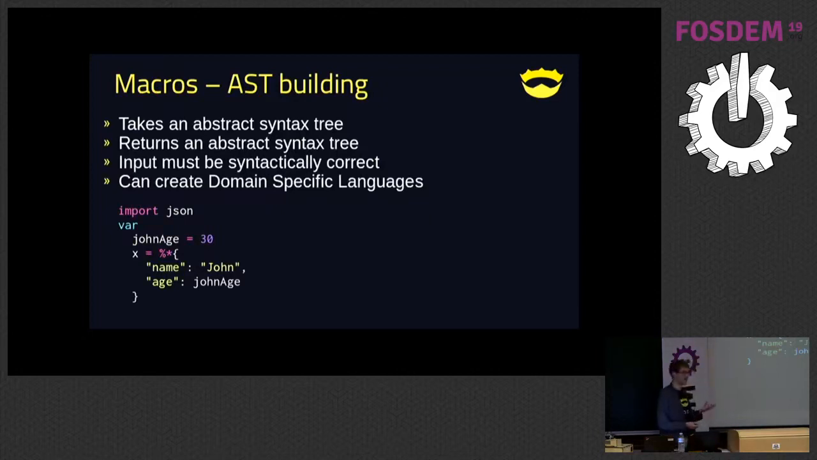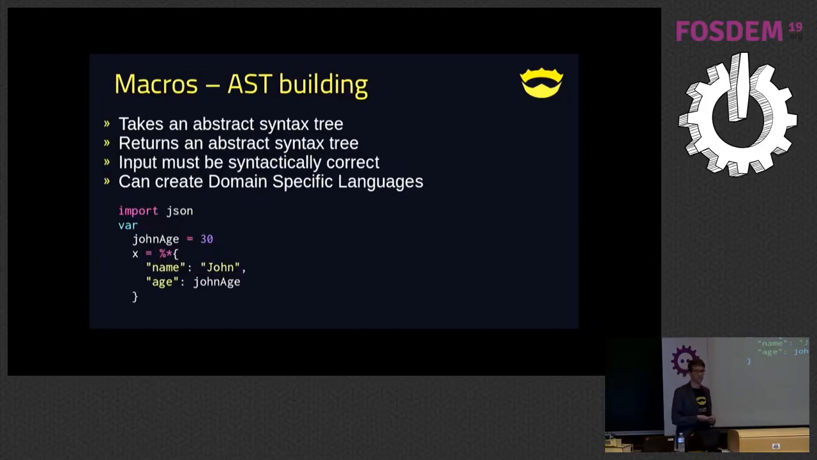Again, it takes the abstract syntax tree as a data structure in memory. It also returns an abstract syntax tree. And because it takes a syntax tree, the input must, of course, be syntactically correct. But it doesn't have to be semantically correct. It doesn't have to be a valid NIM program. But it has to be something that the NIM compiler is able to parse. But NIM's syntax is fairly flexible, so this rarely turns out to be an actual issue.